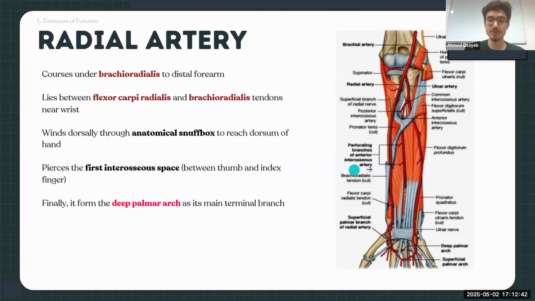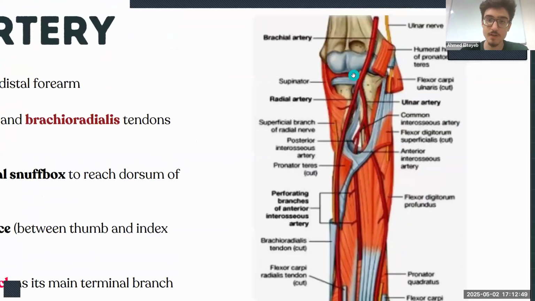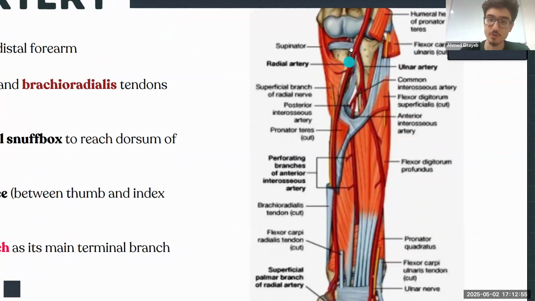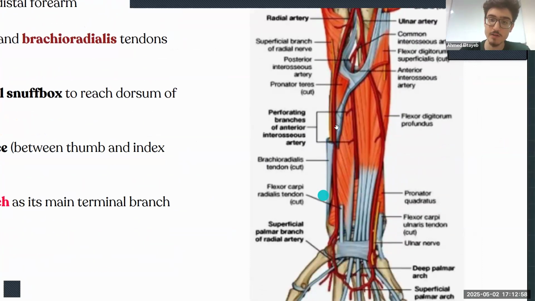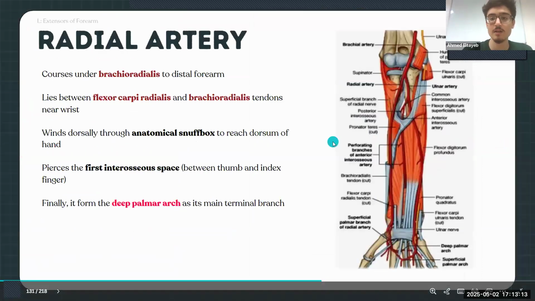What are the palmar arches? We're going to discuss them in detail when we reach the hand. Let's try and follow our radial artery from here. We have the brachial artery. It's going to give us the radial and the ulnar artery. Right? The radial artery will go all the way here, underneath the brachioradialis. And then it's going to be between the brachioradialis tendon and the flexor carpi radialis tendon, before going into the anatomical snuff box supplying the hand region.